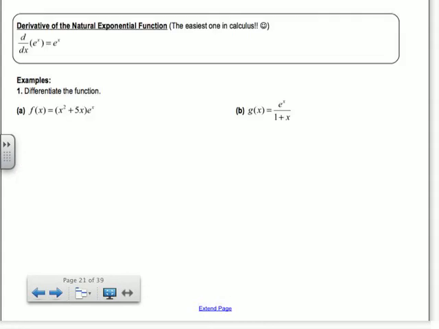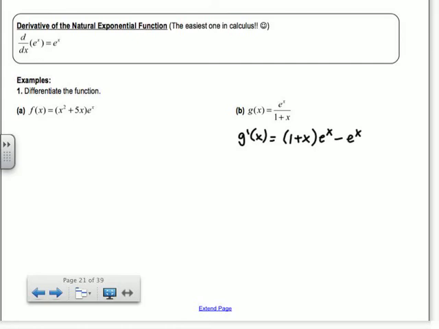So in other words, e to the x is the only function that is its own derivative. The derivative of e to the x is itself, e to the x. Easiest one in calculus. All right, so number 1, differentiate the function. Did we already do part A? Okay, so we already did A. Let's do B.